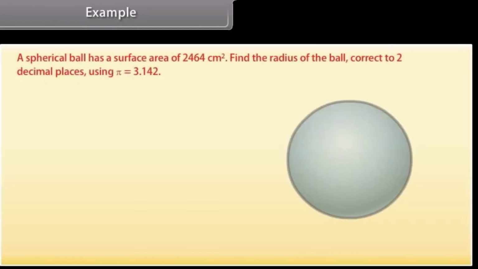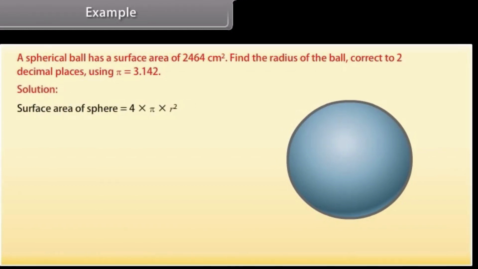Example: a spherical ball has a surface area of 2464 centimeters square. Find the radius of the ball, correct to two decimal places, using pi as 3.142. Solution: we know that the surface area of a sphere is equal to 4 into pi into r square. In order to find r, we need to isolate it from the equation above. Therefore, r square is equal to surface area upon 4 pi. r square is equal to 2464 upon 4 into pi.